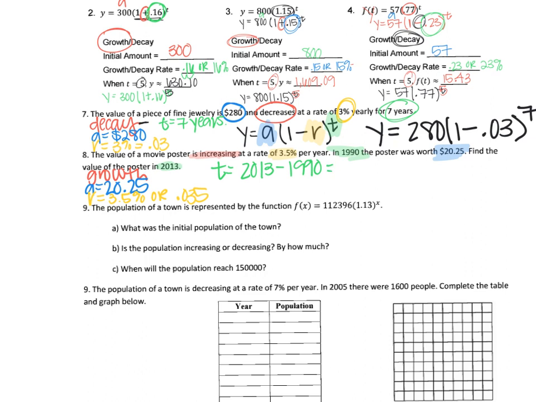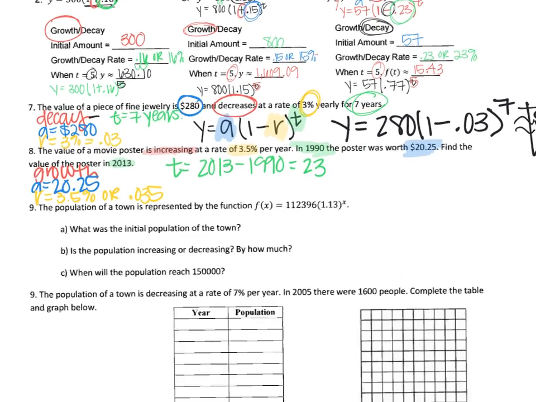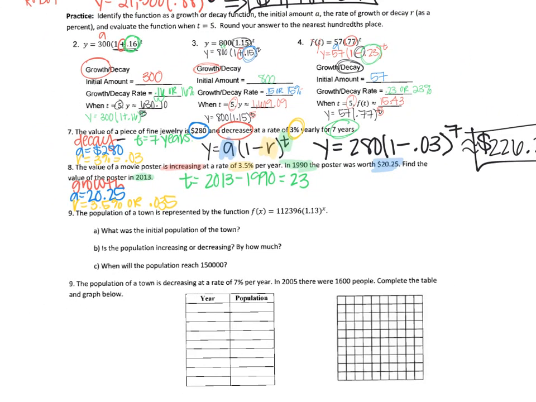So when you get that, you get 23 years. So the time is going to be 23. Well, let's go plug in now. Again, I'm a step person, so I'm going to write my formula out. Y equals A times 1, this time, since it's growth, it's going to be a plus whatever R is, to the t power. And then I'm just going to plug in what I got for A, what I got for R, and what I got for t.